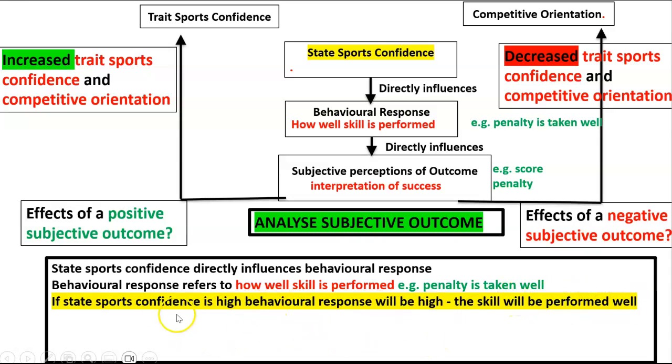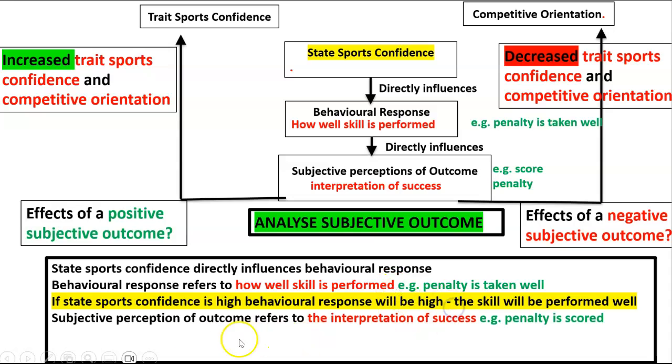Okay, now from here, you don't have to talk about the direct influence here, but obviously how well you perform the skill will then dictate your subjective perception of outcome. Remember, you'll get these black terms in the exam. They'll be on the model on the sheet. So we then say, what do we need to know about subjective perceptions of outcome? We need to know that this refers to the interpretation of success, e.g. the penalty is scored, you could say, or missed, and then we need to do a positive and negative application to show that we understand how to analyse the subjective outcome or subjective perceptions of outcome being positive or negative.